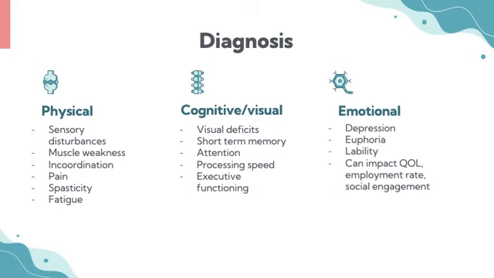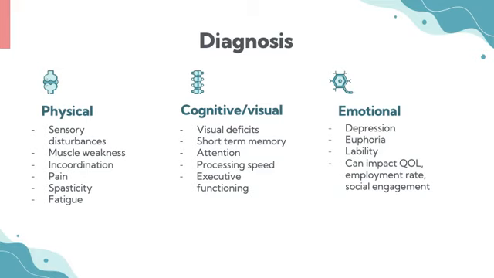Some common physical changes are sensory disturbances such as dysesthesia, paresthesia, urinary incontinence, erectile dysfunction, and numbness. MS can also cause muscle weakness and coordination problems, pain, spasticity, and fatigue. Fatigue is the most common complaint and usually identified as the most debilitating symptom of MS.